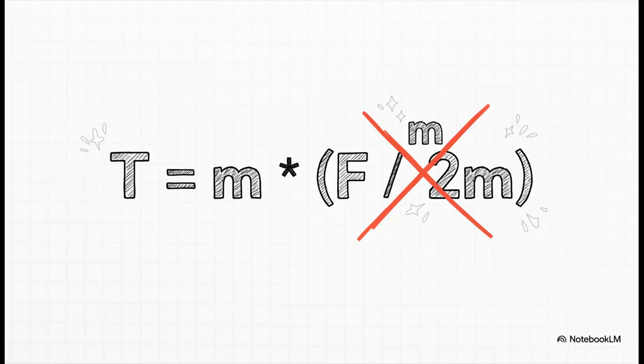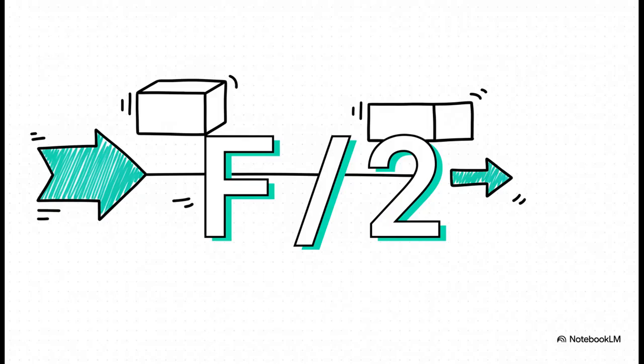So when we plug in our value for that acceleration, the equation becomes T equals m times the quantity F over 2m. And here's a really satisfying part. The mass m on the top and the m on the bottom, they just cancel out. The physics simplifies itself beautifully. Leaving us with our answer. The tension in the string is exactly half of the pulling force, T equals F divided by 2.